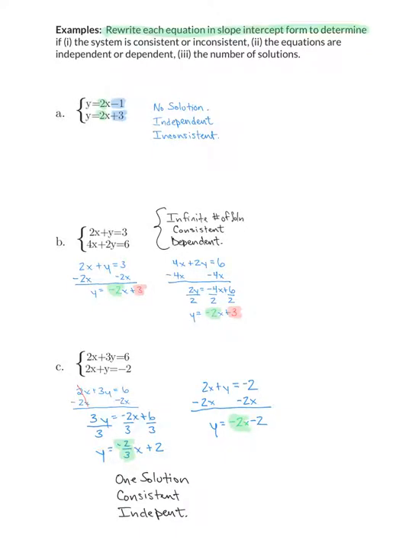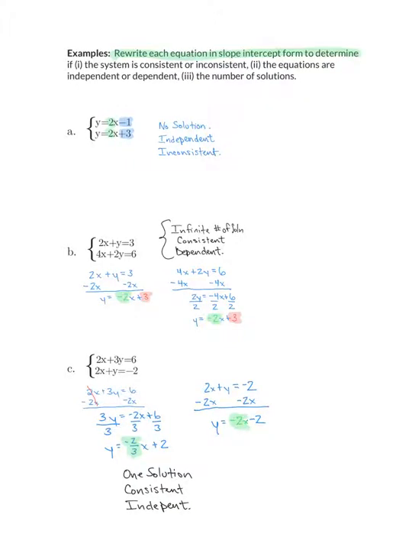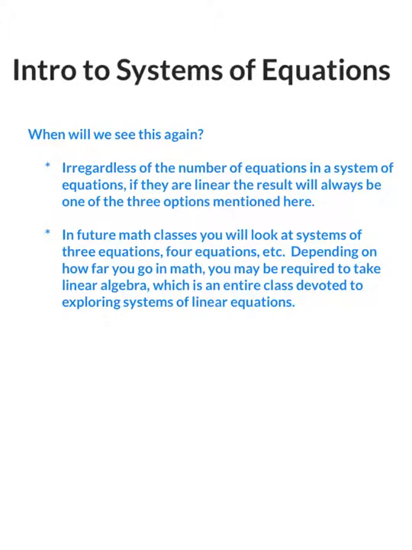Now, this is not the only way to show that we have one solution, no solution, infinite number of solutions. As we talk about solving equations, we will run into these same cases again, and we will talk about what we are going to see algebraically in terms of solving systems of equations. So when will we see this again? Regardless of the number of equations in a system, if they are linear, the result will always be one of the 3 options mentioned here.